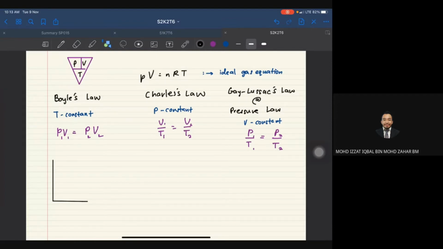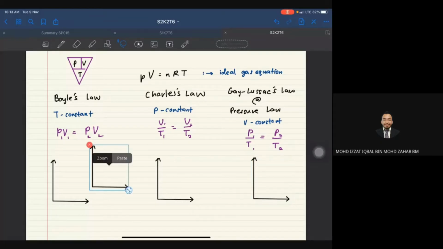Maybe I can copy this one straight away. Copy. Paste. Paste. Maybe one more over here.